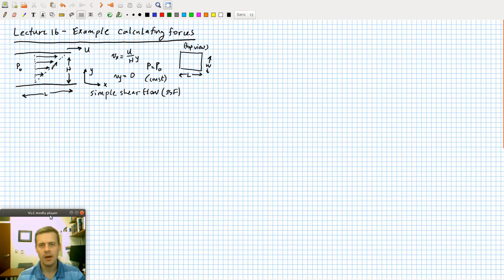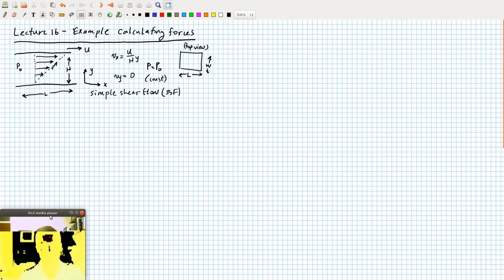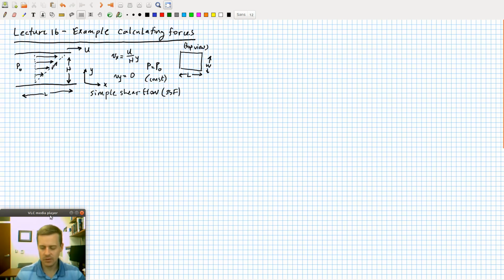Hi everyone. This is a supplement to lecture 16, which is about the stress tensor and the rate of strain tensor and calculating forces in moving fluids. And today I'm going to show you an example of how to do that in simple shear flow. So hopefully by now simple shear flow is familiar to you.